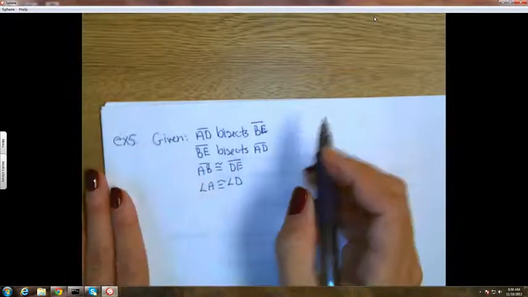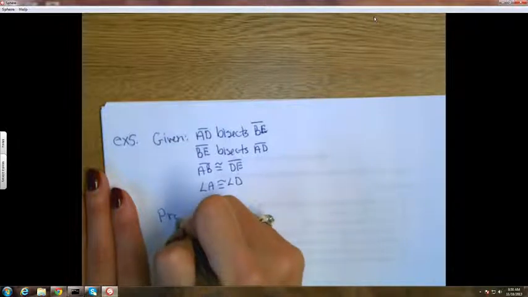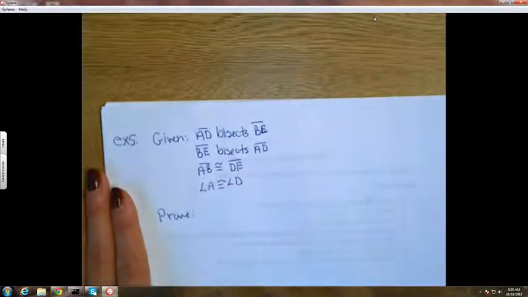This is it. Stay with me. Work hard on these, because you need to get really good at these proofs, because the whole rest of the chapter is proof.